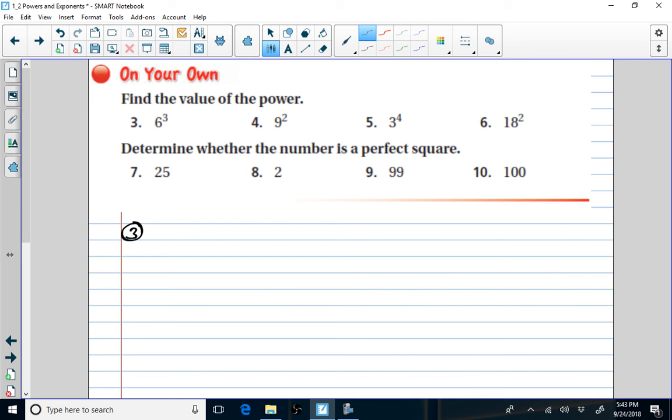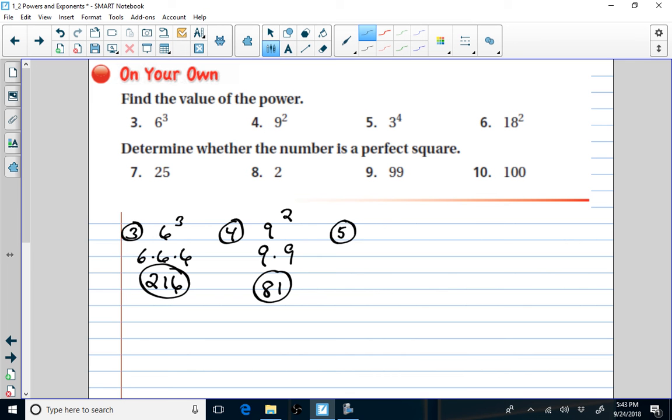For problem 3, 6 to the third power. Write the power as a product of its factors: 6 times 6 times 6. 6 times 6 is 36, times 6 would be 216. Problem 4, 9 to the second power. I write the power as a product of its factors: 9 times 9, which would be 81.